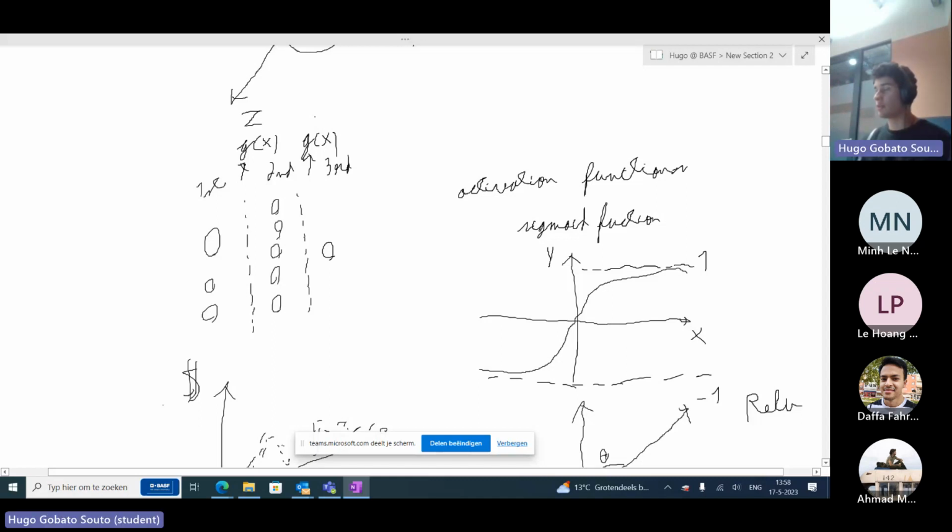Any questions about the activation functions? Okay.